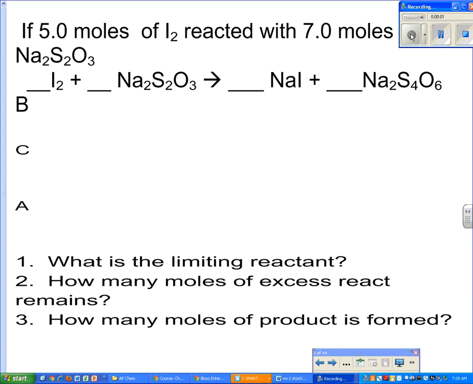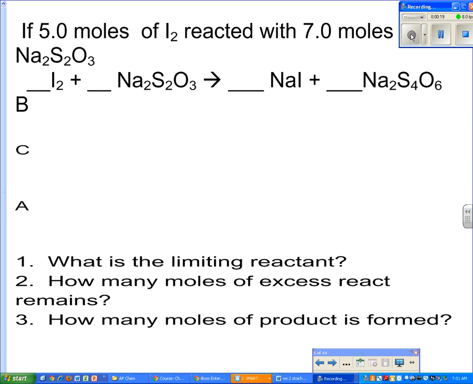Limiting reactant problems are just stoichiometry problems where you have to determine who your superstar is. It's not as easy to figure out because you actually have two givens. So first thing, like in all the other stoichiometry problems, we're going to balance the equation. This one appears to be a little difficult, but it really isn't.